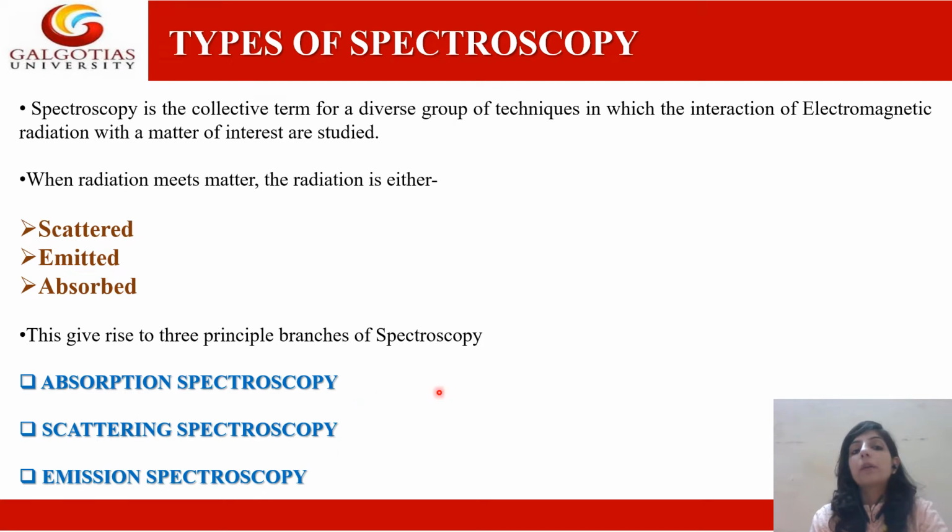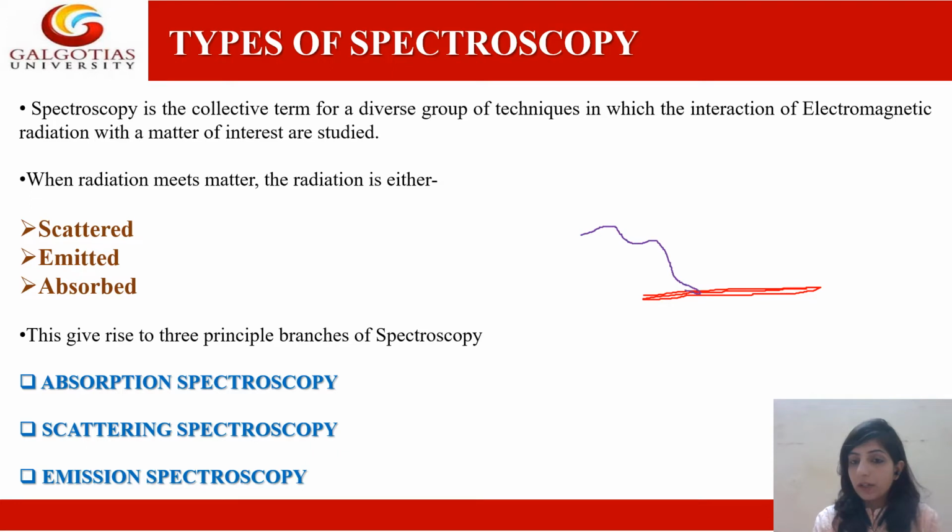Now we will talk about the types of spectroscopy. Spectroscopy is the collective term that we use for a diverse group of techniques in which the interaction of electromagnetic radiation with the matter of interest is studied. As we have already discussed, in this case, a matter which is present in its ground state, suppose this is your matter, and we have our incoming radiation, which can be represented like this.